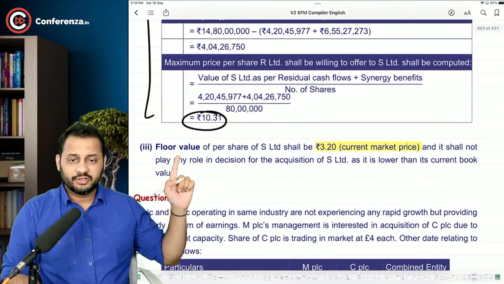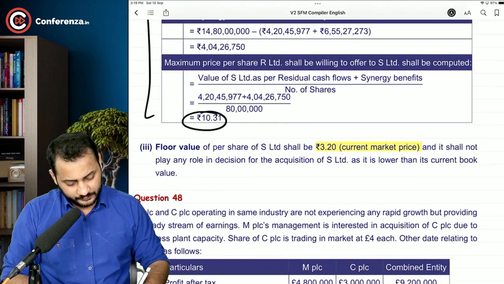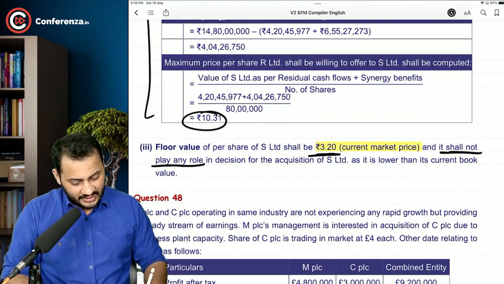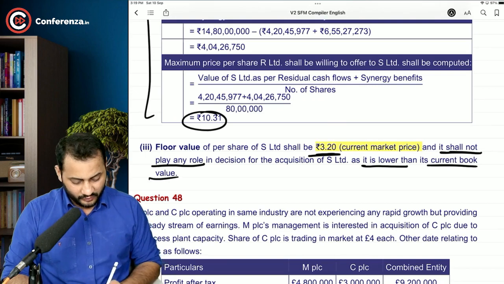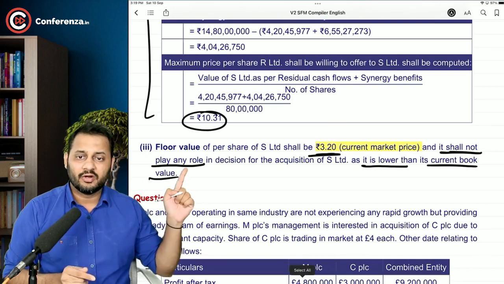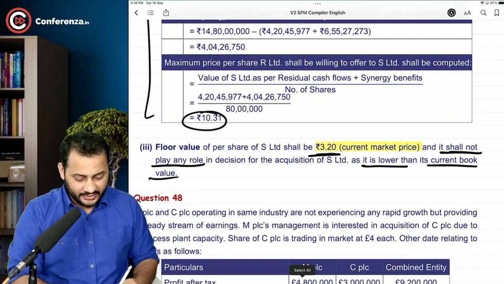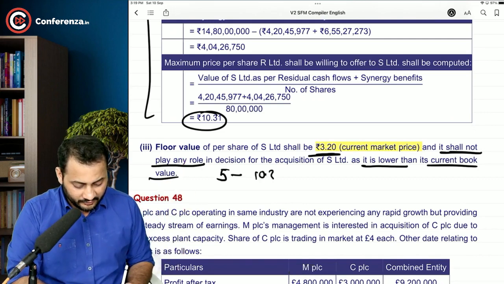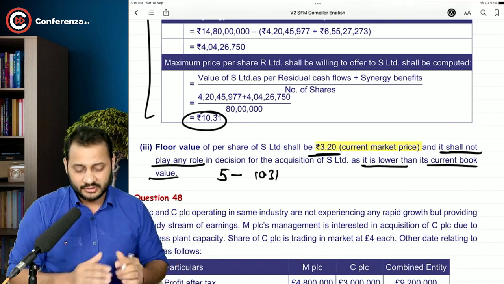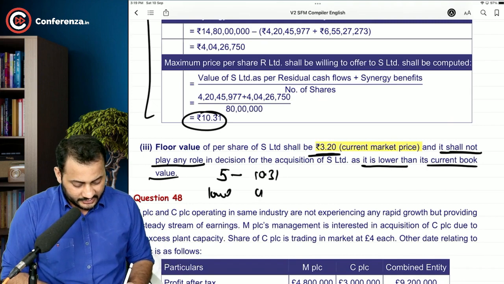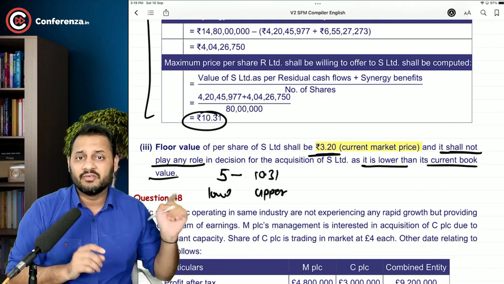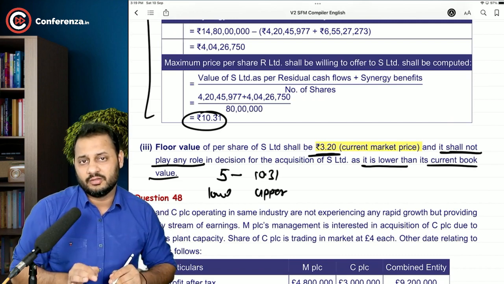Floor value of per share of S Limited shall be 3.20, and it shall not play any role in the decision for the acquisition, as it is lower than its current book value. It's not just the book value. I will show you. The proper answer for a reason that it will not play any role is that it does not come in between the negotiation upper and lower limit. Negotiation limits. So this is the lower limit, this is the upper limit, and all the discussion between these two parties is happening in between this, that where we should settle.